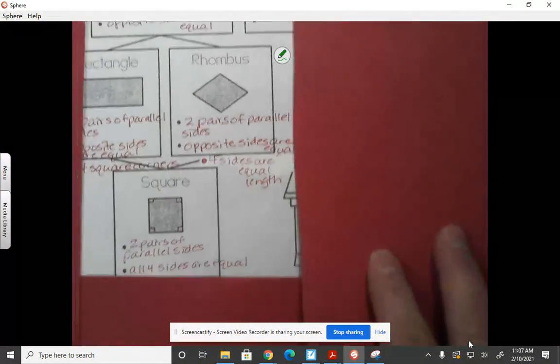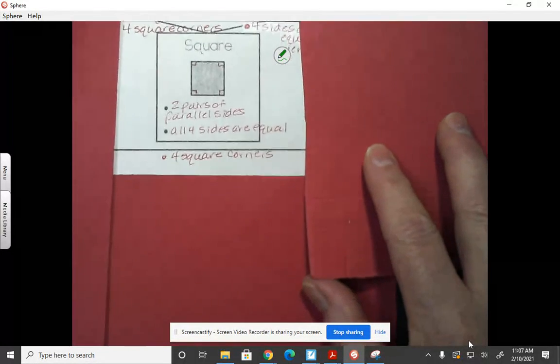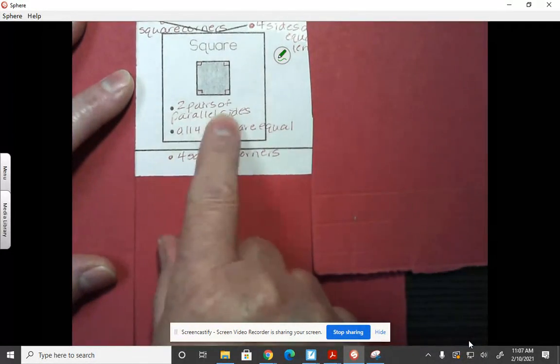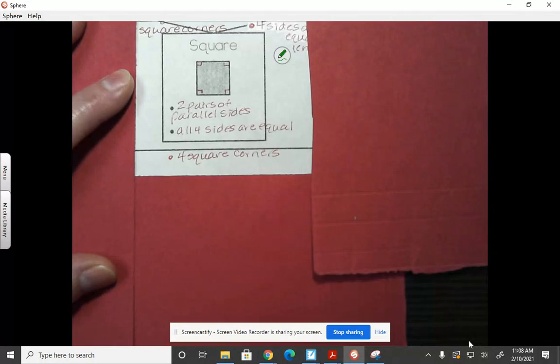You need to fill in the square section with these attributes: 2 pairs of parallel sides, all 4 sides are equal, 4 square corners. Pause the video and fill that in.